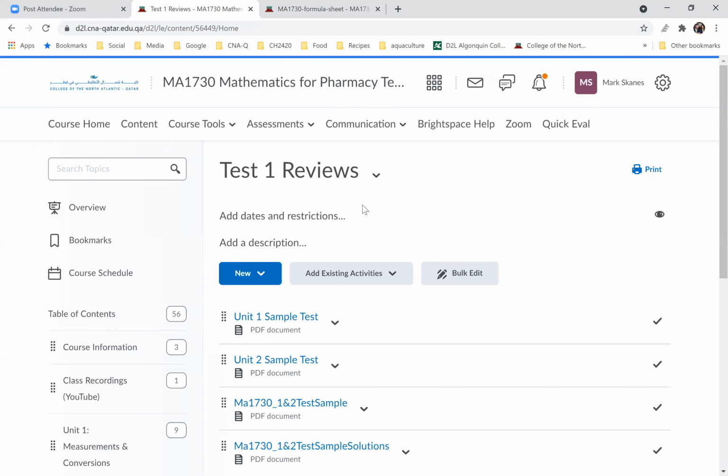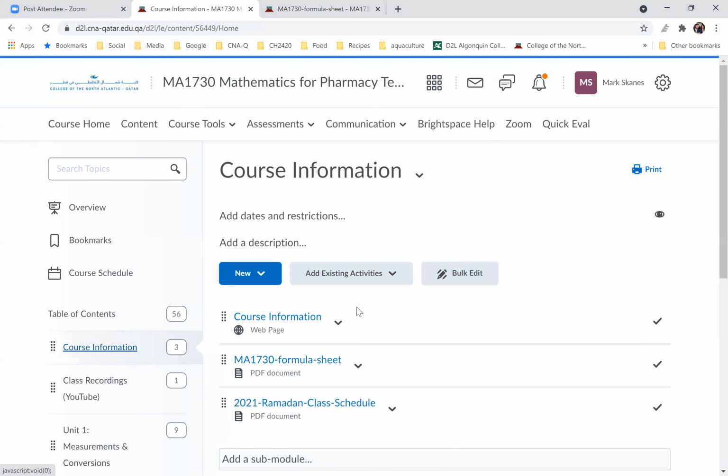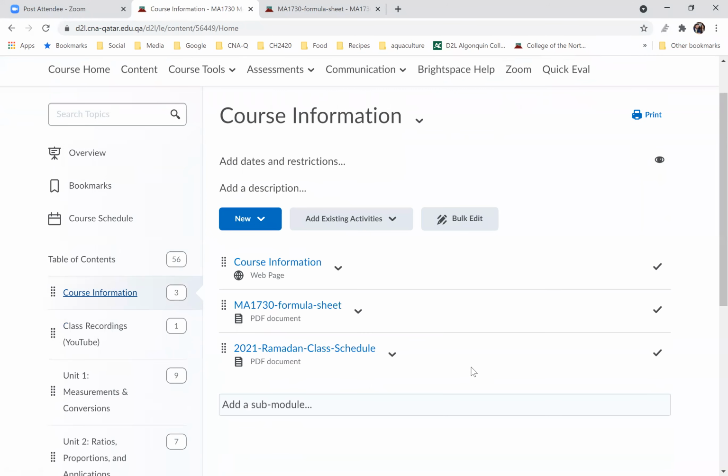So the first thing I want to do in this review today is, I had a student yesterday ask me if there was a formula sheet, and it's right here in course information. I don't know if this was shared yesterday, but it's here under course information. So let's have a look at this formula sheet before we get started.